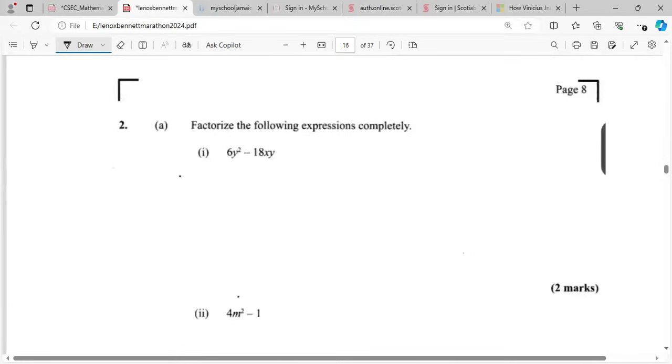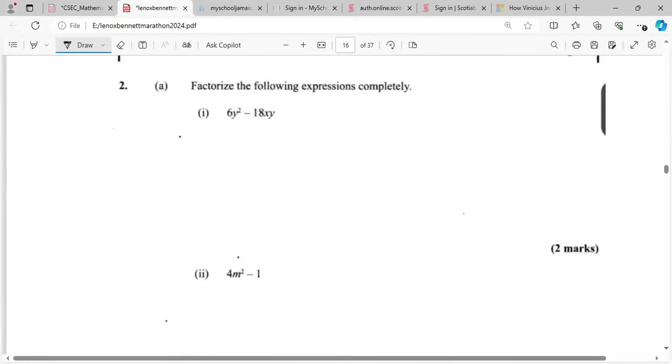Alright, this one says factorize the following. Everyone should be able to get these. I think these are the recycled ones. We have done factorization at the top. So these should be very easy.